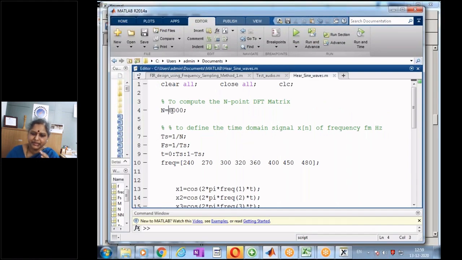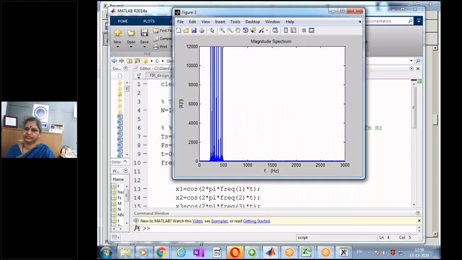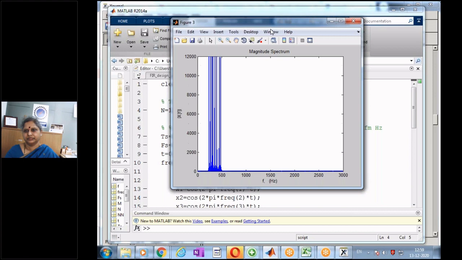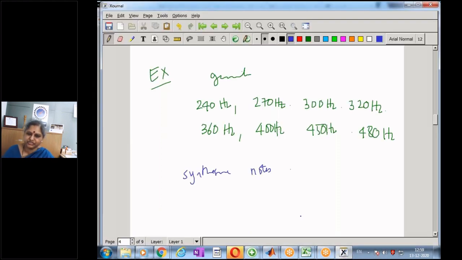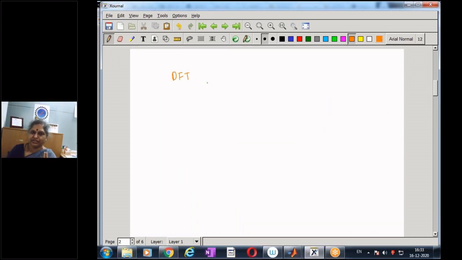Let me run the same program. Let me take a little larger sampling frequency and let us see if there is any change in the quality of the signal. So instead of taking a sampling frequency of 8 kilohertz, I took a sampling frequency of 12K and we heard it. So this was an example to appreciate the discrete Fourier transform.